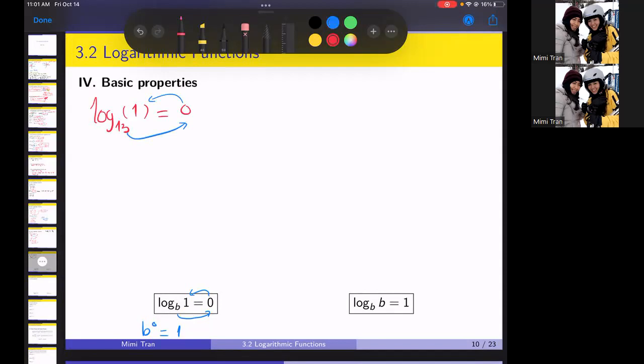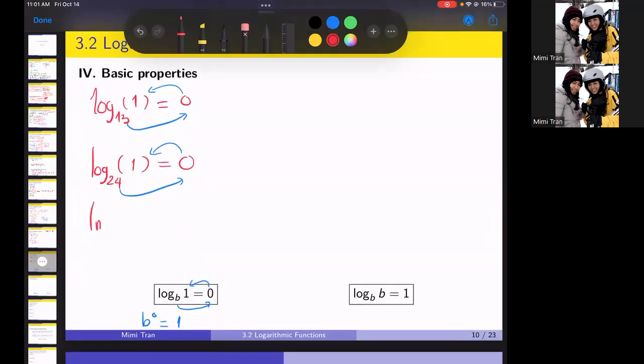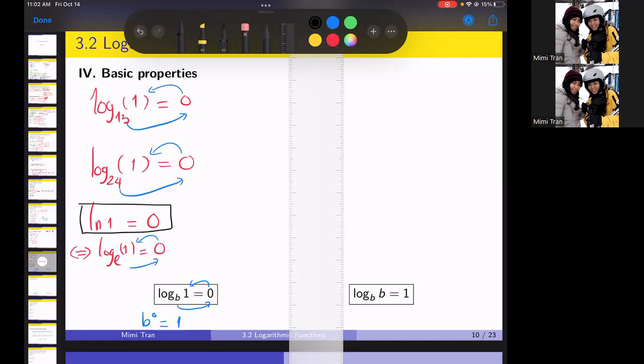Another example. Log base, you've got a big number, 24, of what? Of 1 again, right? Equals 0, because 24 to the 0 equals 1. I'll give you another one. ln of 1 equals 0. Can you see that? What does ln mean? What's ln equivalent to? Yeah. Log base e of 1 equals 0, which just makes sense, right? e to the 0 equals 1. I recommend you remember this one. You see this a lot.